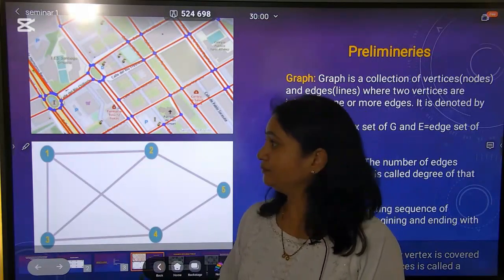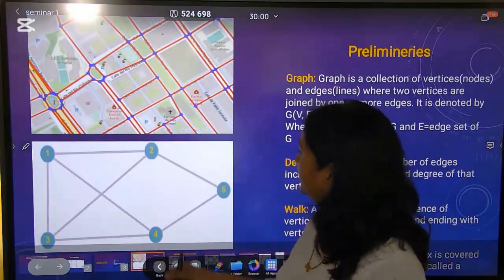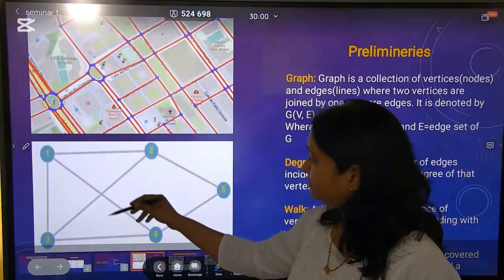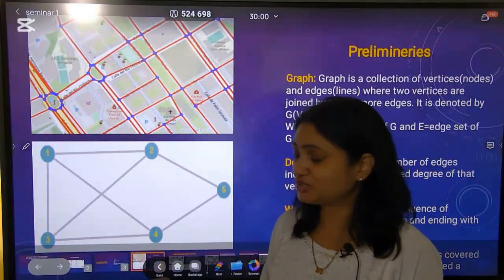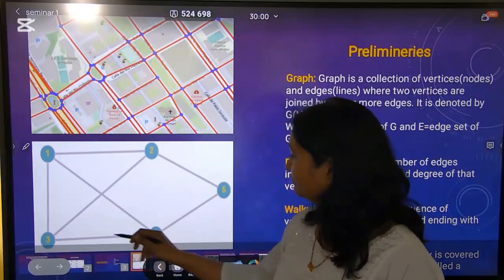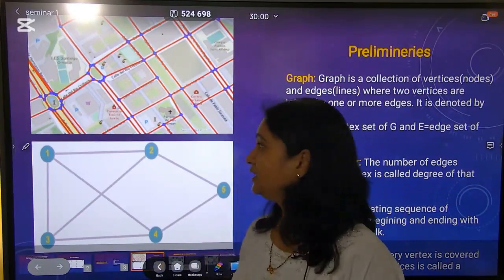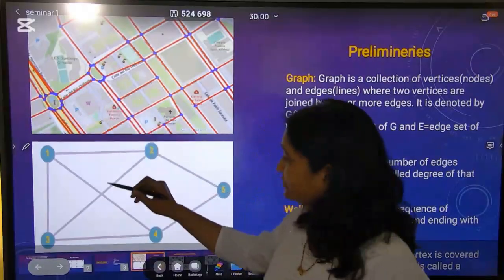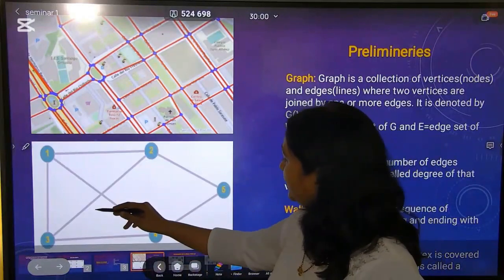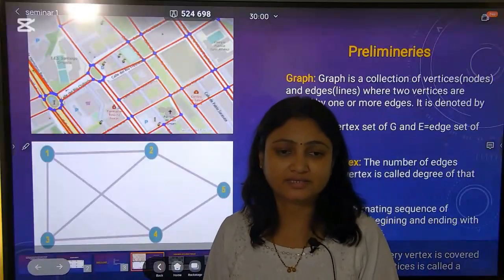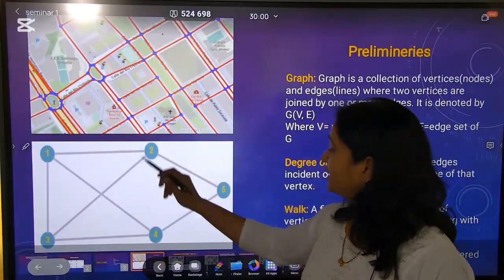roads joining the destinations. If we want to show this very efficiently, see this image here, this 1, 2, 3, 4, 5. Suppose these are the destinations and the lines joining them are the roads. So in terms of graph theory, these destinations are called vertices, and the lines joining the vertices are called edges, and this image is called a graph.